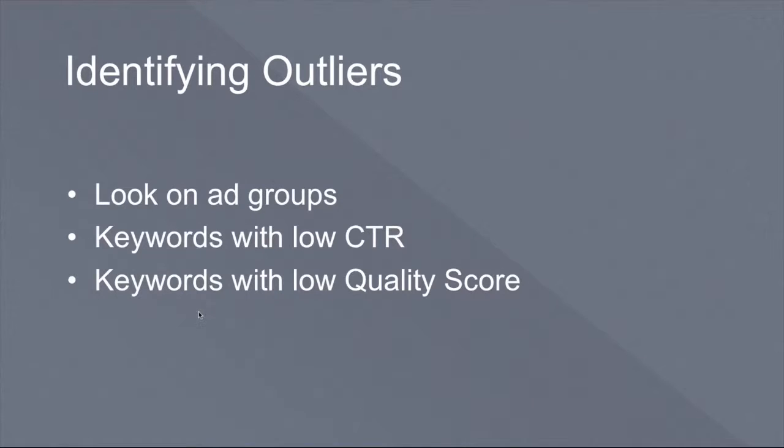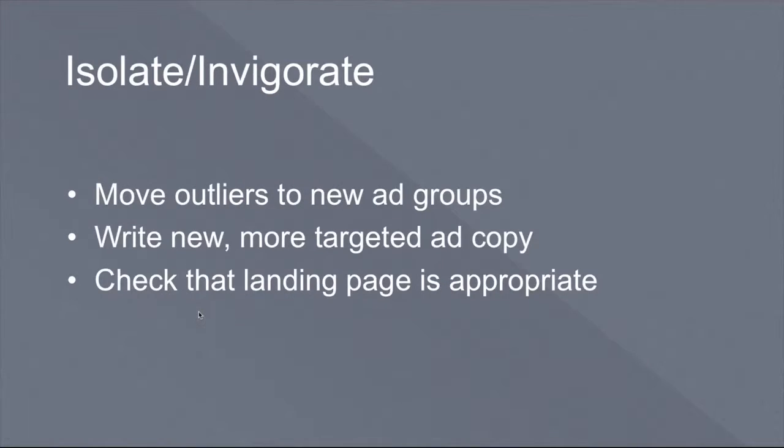We look for those that have got a low click-through rate. We can do the same with quality score, and I'll show you that in a second. We move them to new ad groups, write new, more targeted copy, and we check the landing page is appropriate. If the landing page is inappropriate for that new ad group, we create a new landing page. The whole point is to make the keyword, the ad, and the landing page as relevant to each other as possible, so we've got a really good match there.